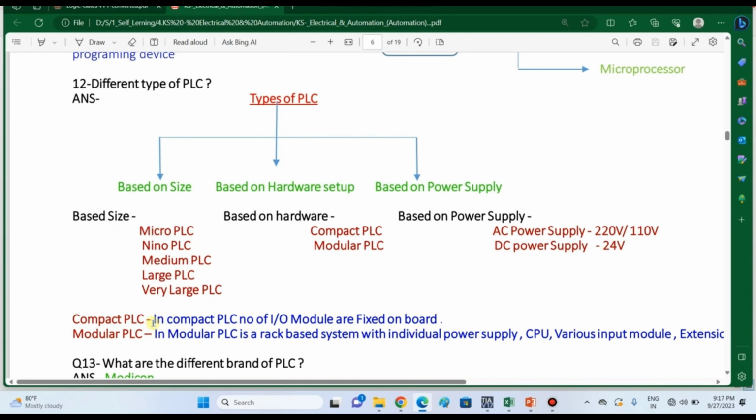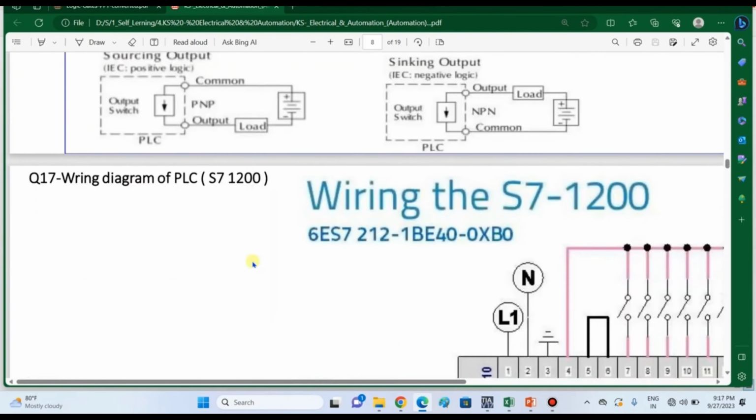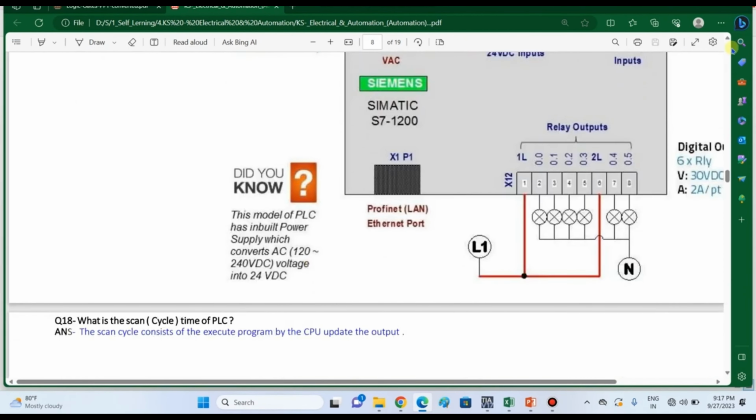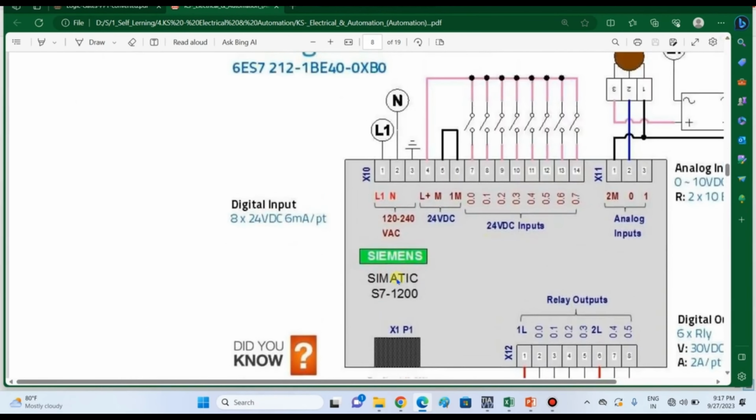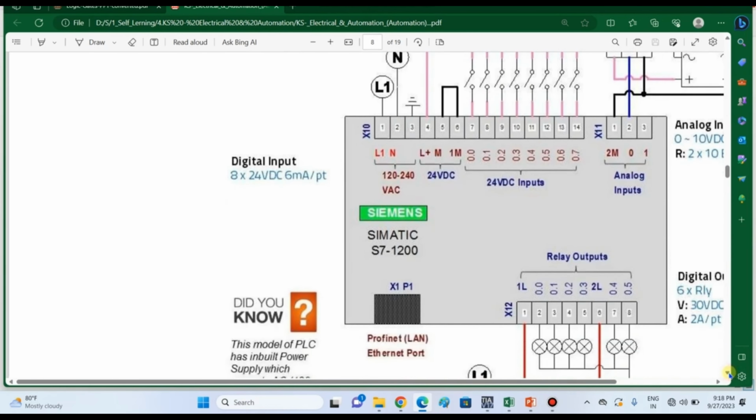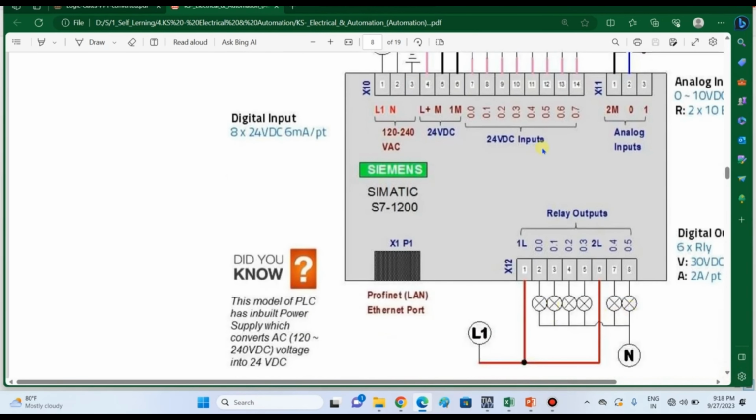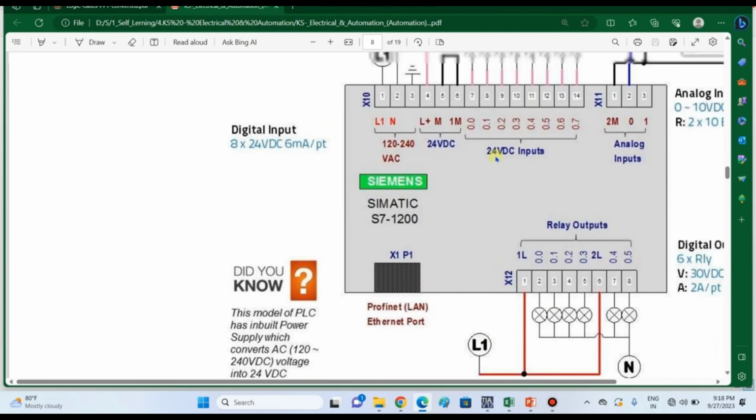Compact PLC. In a compact PLC, the number of inputs and outputs are fixed on board. If we can see here, it is a Siemens PLC, Simatic S7 1200 PLC, with line, neutral and ground. It has the input devices, number of inputs and number of outputs. So it is a compact PLC because in a compact PLC the number of input output is fixed.